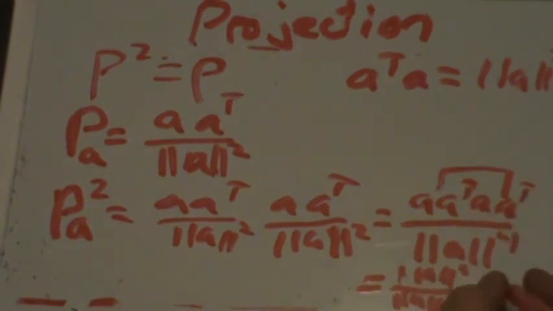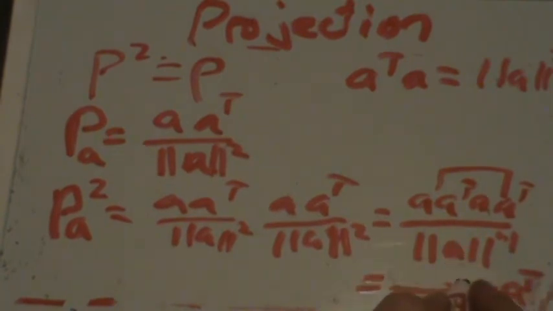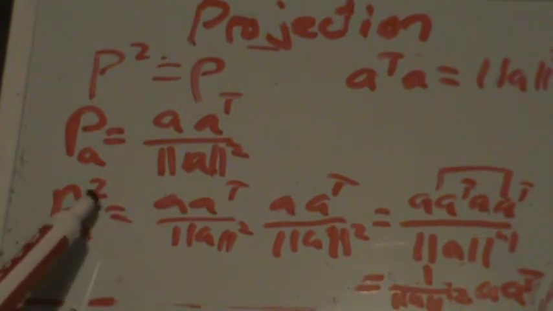Alright, we've got norm of A squared divided by norm of A to the fourth. And then I still have left over on the outside A A transpose. Norm of A squared over norm of A to the fourth. This one cancels that out and just subtracts 2 off it. So I have A times A transpose divided by norm of A squared. But that was P of A. So that means P of A squared must equal P of A. So it indeed does satisfy the idempotent property that's going on, which means that this is a projector.